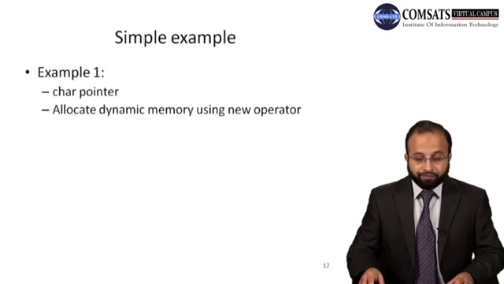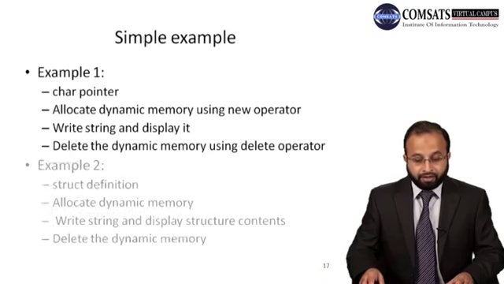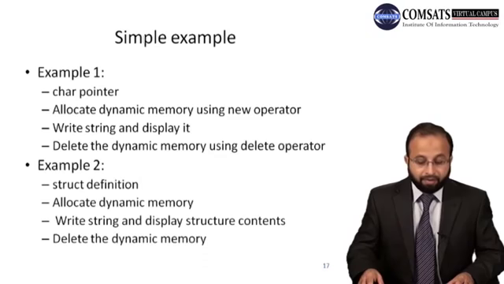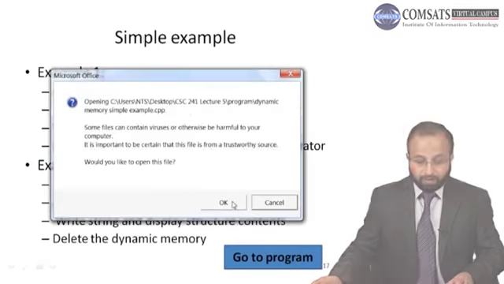We allocate memory dynamically using the new operator to that character pointer, and then write a string and display it, and then delete the dynamic memory using the delete operator. In example program 2, we have a structure definition. We allocate dynamic memory for that structure, write a string and display the structure contents, and then delete that dynamic memory. Now let's go and write the program.